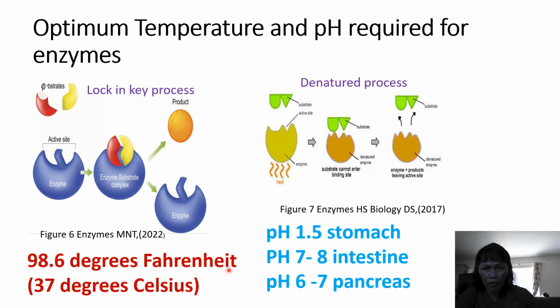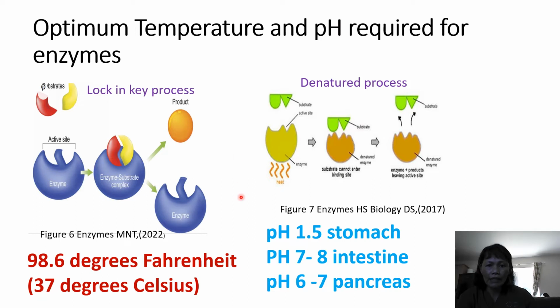Consequently, when the temperature is too high and the surrounding is more acidic or alkaline, the enzyme shape changes, like this, and alters the shape of the active site so that the substrate will not bind to it. This process is called denaturing.